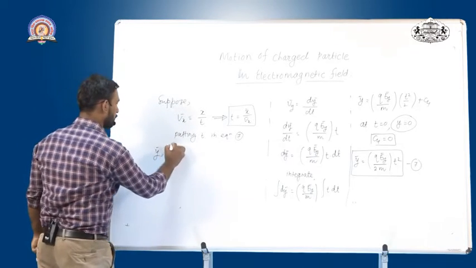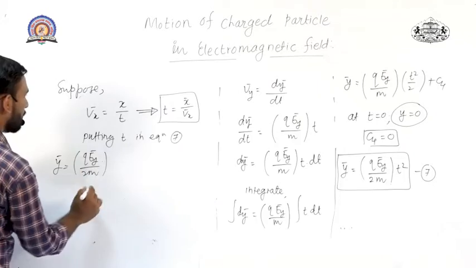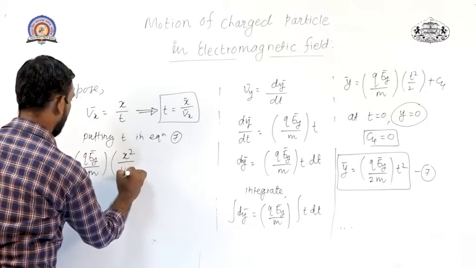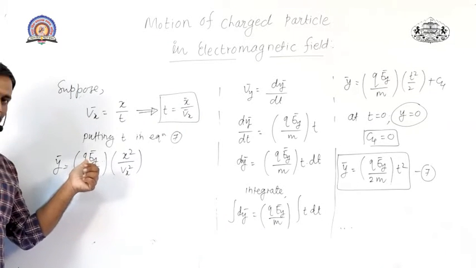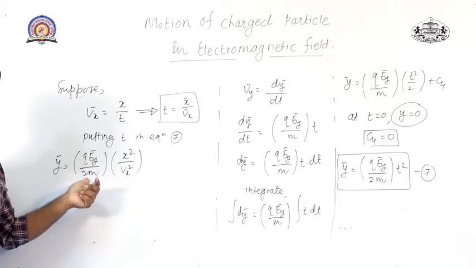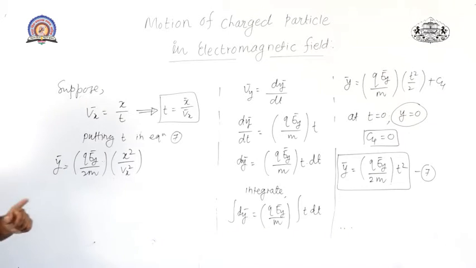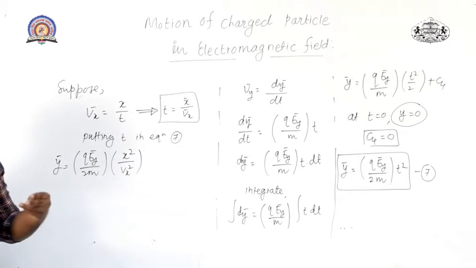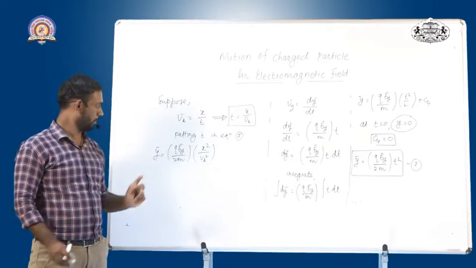Y is equal to qEy upon 2m, and instead of t we have this x square upon Vx square. So look at those values. q is a known quantity, the electric field we are applying is a known quantity, the mass of the charged particle is again the same. x is the position of the charged particle along the x direction, and Vx is the initial velocity of the charged particle along the x direction. So all those are known quantities.